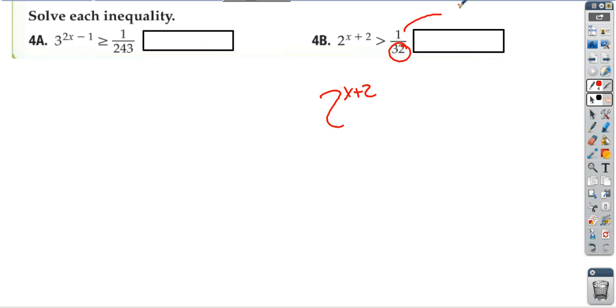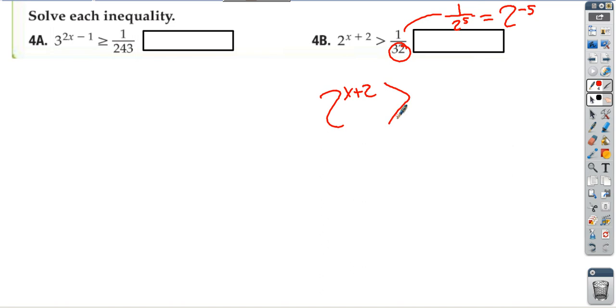That's 2 to the 5th power, but we want it to be on top. So you might remember if we have a negative exponent, we flip it to the bottom. Well, that means if we have a positive exponent, we can flip it and make it negative just like that. Sorry, that's not supposed to be a 25. I know that's what it looks like. It's a 2 to the 5th power right there.